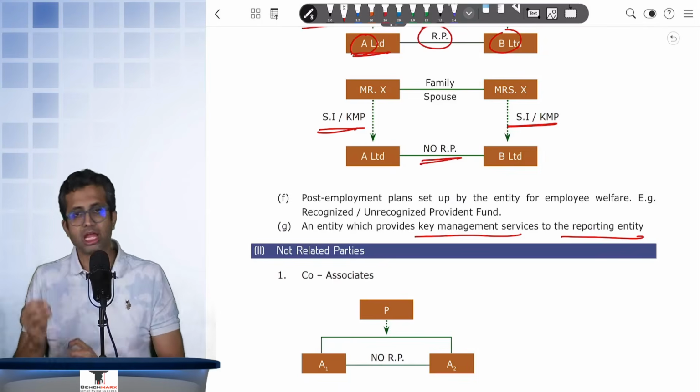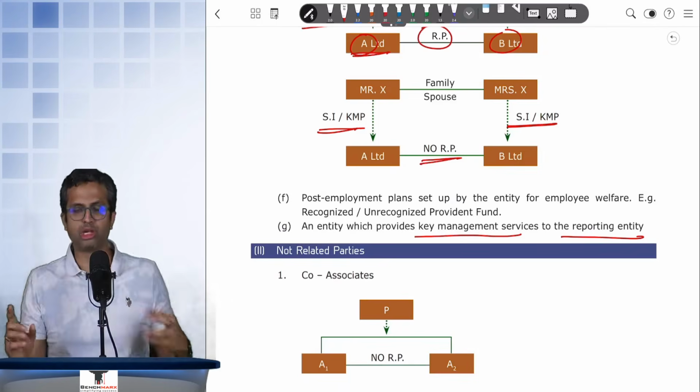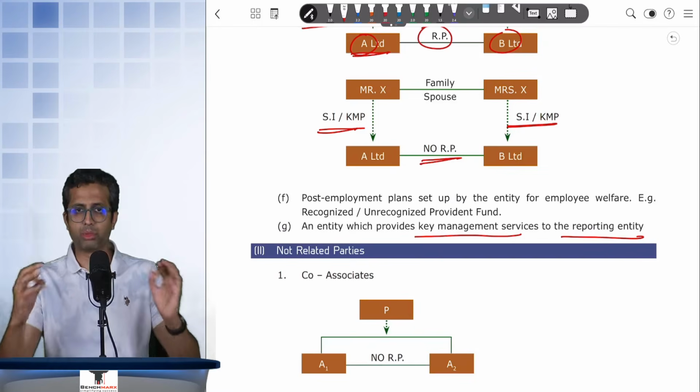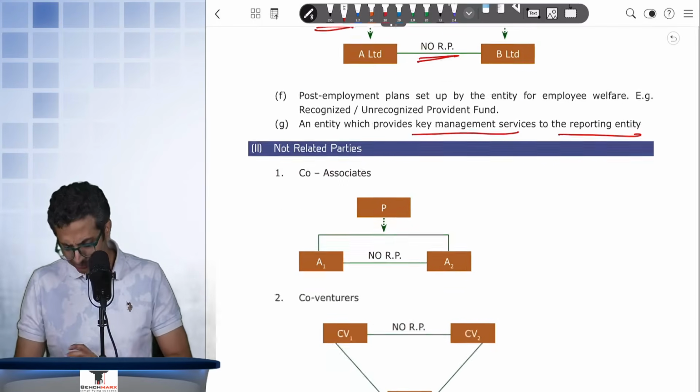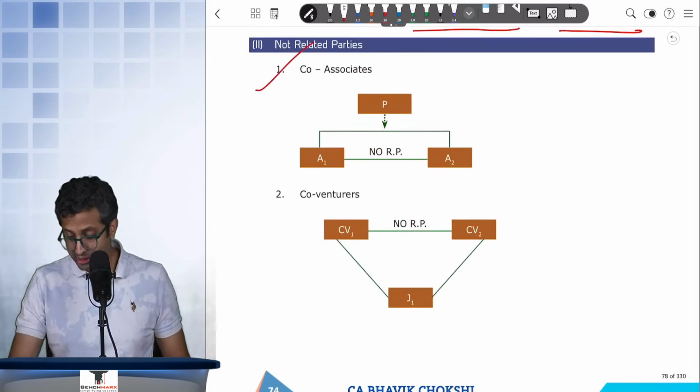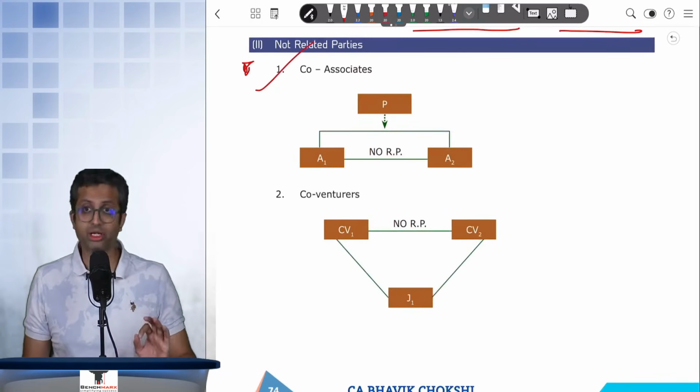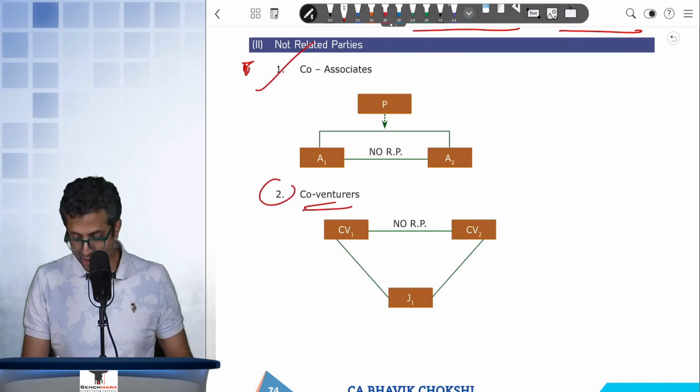Apart from that, companies providing key managerial services are also related, and an entity and its post-employment plan are also treated as related parties. So who all are not related? Co-associates, which is important, are not related. Further, co-venturers are also not related.